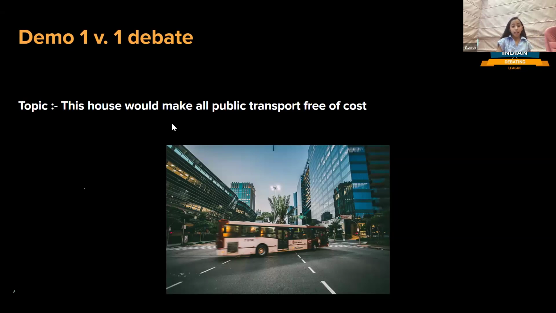And the opposition has said that free public transport costs too much. But my response to that is clear. The long-term benefits, which are cleaner air, better health, and fairer opportunities, are far more important than the upfront costs.